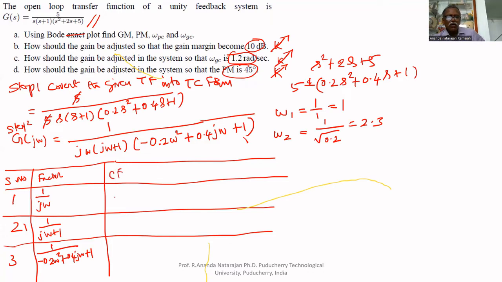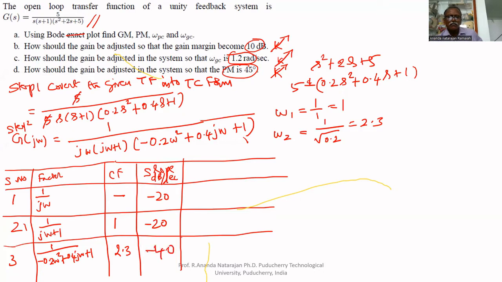So corner frequencies: no corner frequency for this factor. Here corner frequency is 1. Here the corner frequency is 2.3. Now slope contributed by each factor. Here minus 20, minus 20, minus 40 because second order. So net slope contributed by each factor is minus 20, minus 40, minus 80.